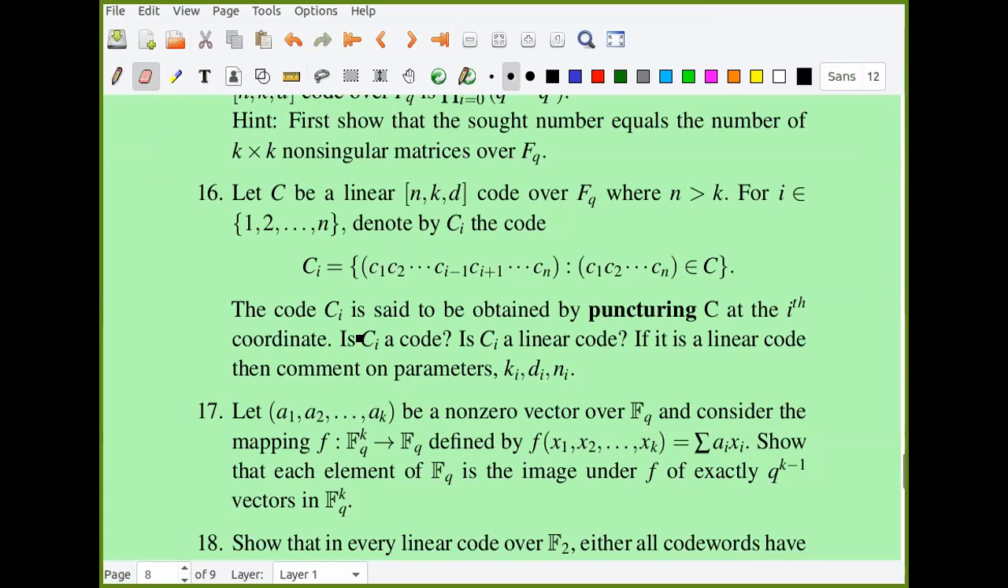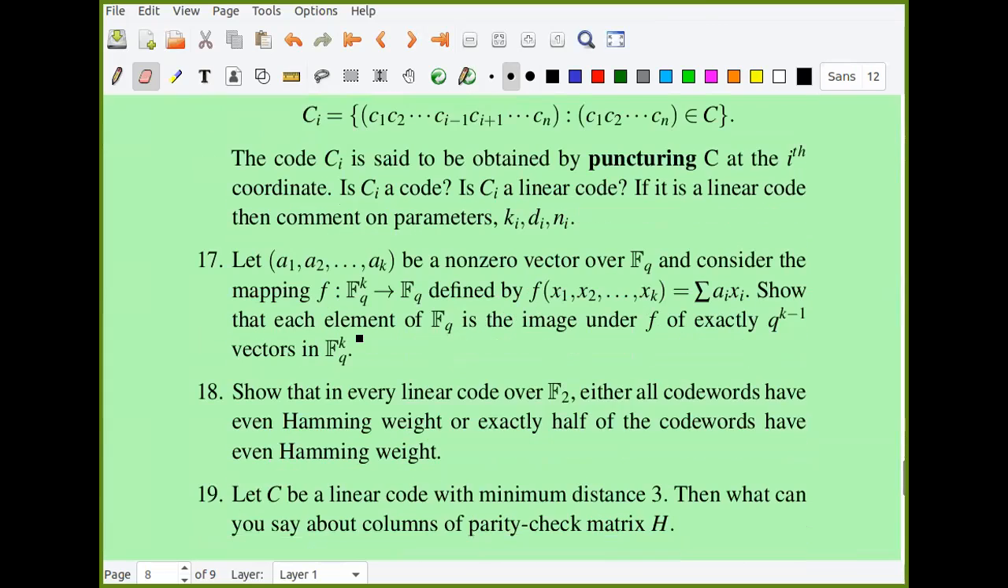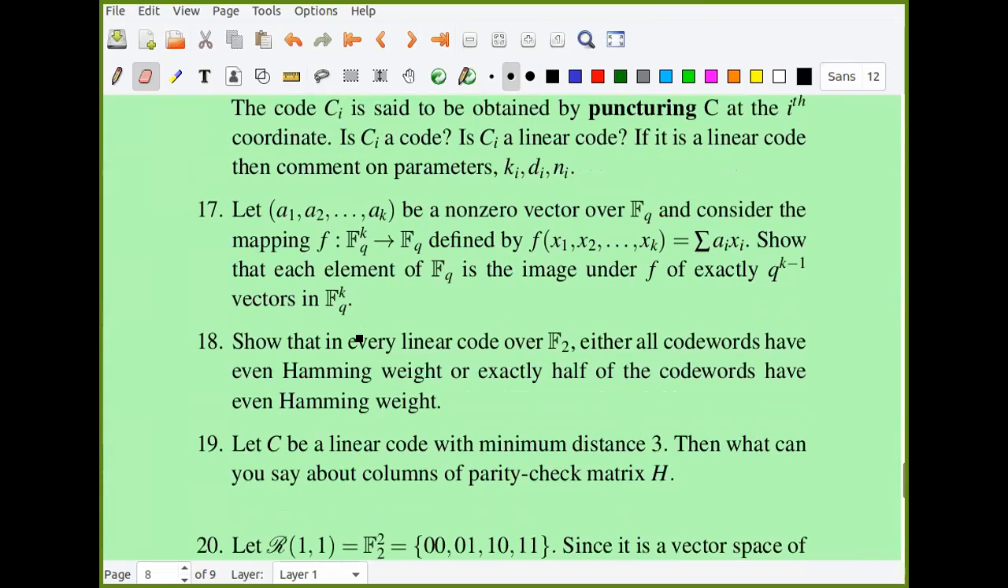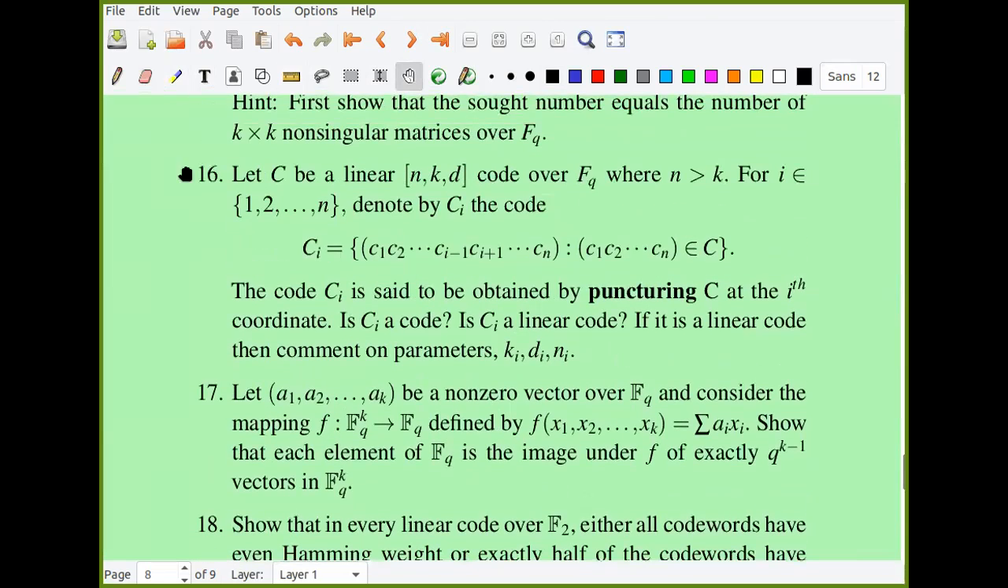So I just explained the problem. Is the question clear? 17th. Here I want to ask one more question related to question 16. That is called reduction. This is called puncturing; this is another called reduction. I'll check how far you understand that.